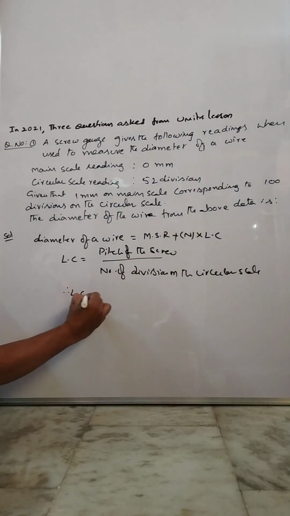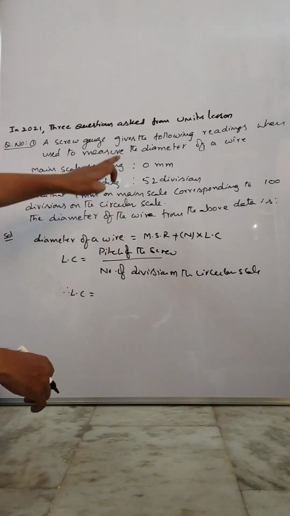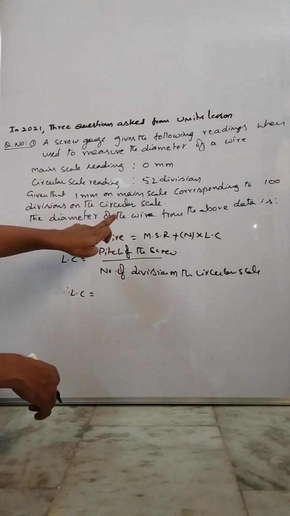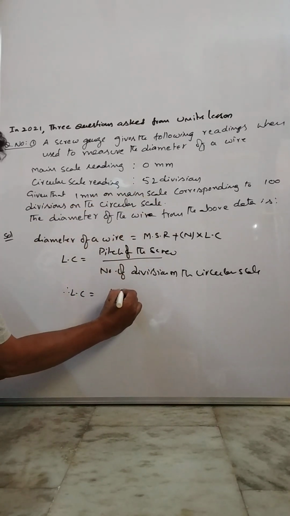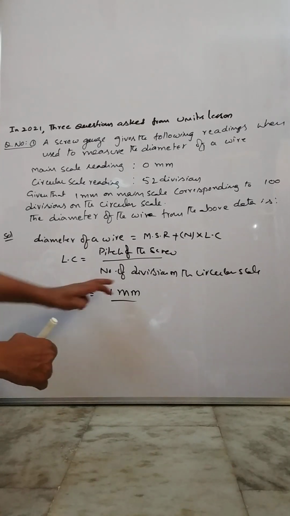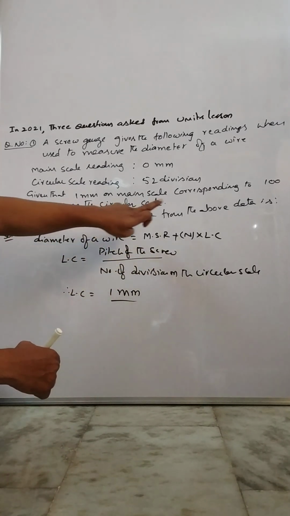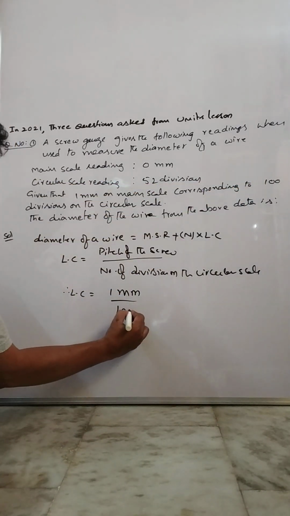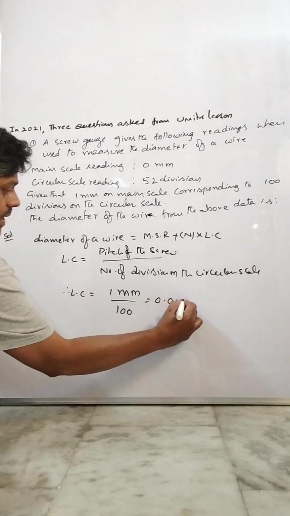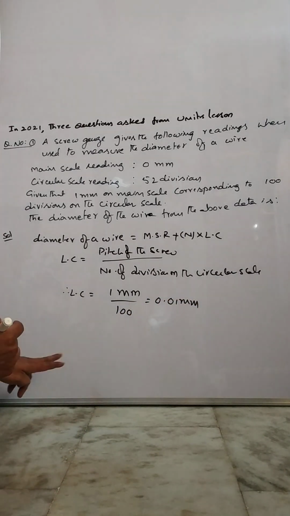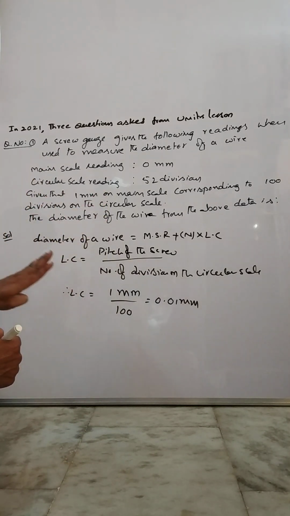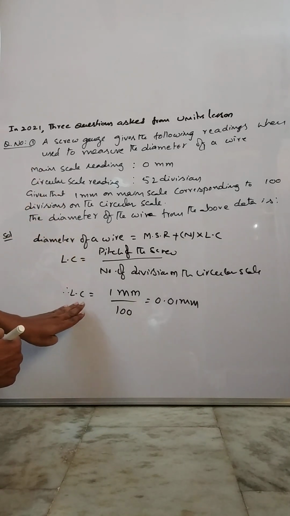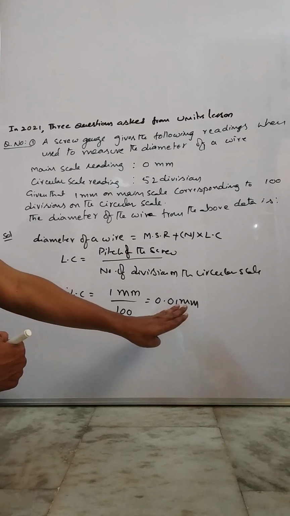Therefore the least count is equal to the pitch of the screw, which is given in the question. It is nothing but 1 millimeter, given that 1 millimeter on the main scale. That means the pitch of the screw is 1 millimeter, divided by the number of divisions on the circular scale. How many are there? 100 is given. So 1 millimeter by 100 is equal to 0.01 millimeter. This is the least count of this screw gauge. That means the least count indicates that by using the instrument, you can calculate the value up to 0.01 millimeter.